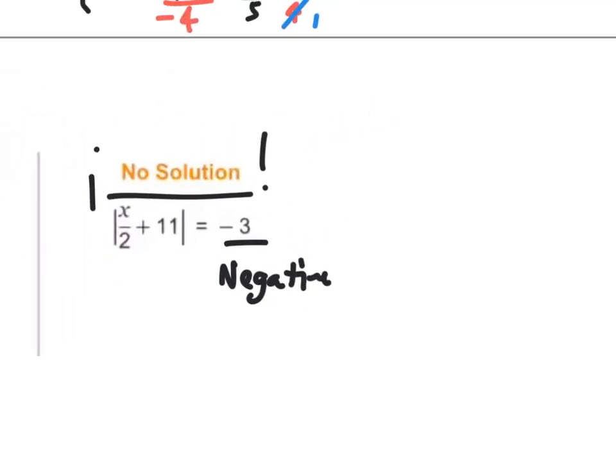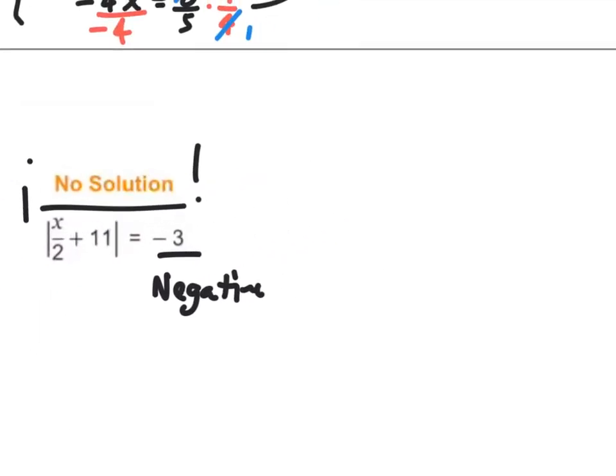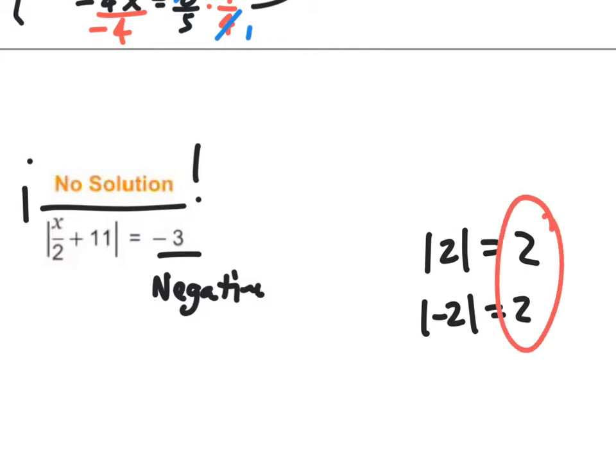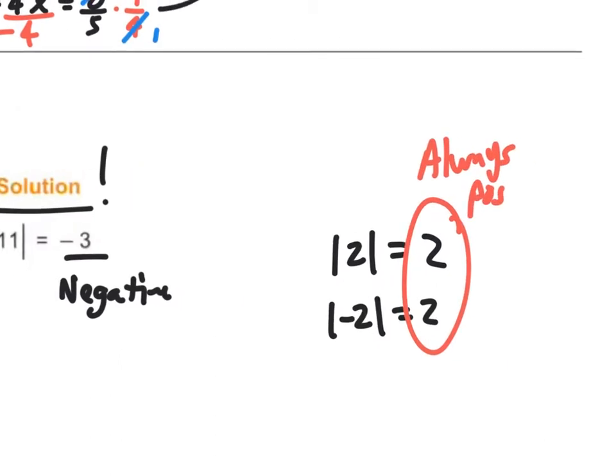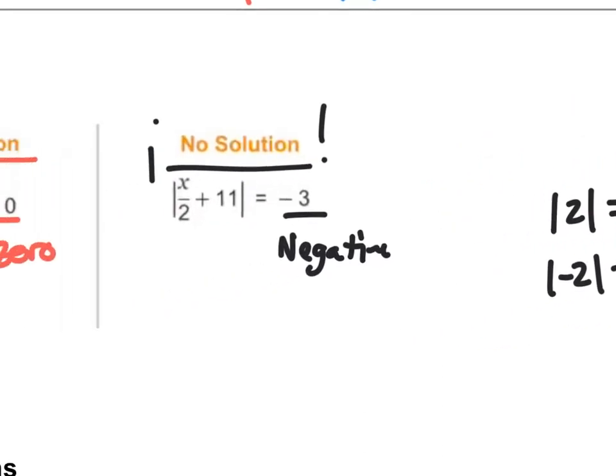And the reason why is, if I take the absolute value of, say, 2, I should get 2. If I take the absolute value of negative 2, I should get 2. So every time you take the absolute value of a number, it is always positive. So you can't set an absolute value equal to a negative number. It just doesn't work. You just can't have it.